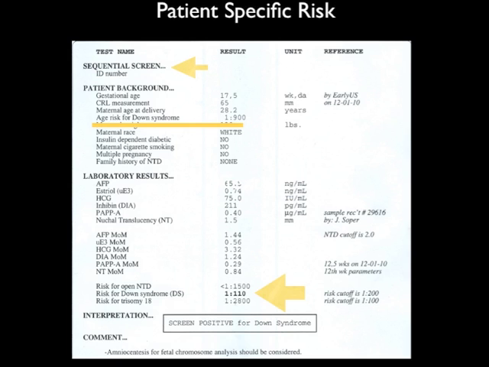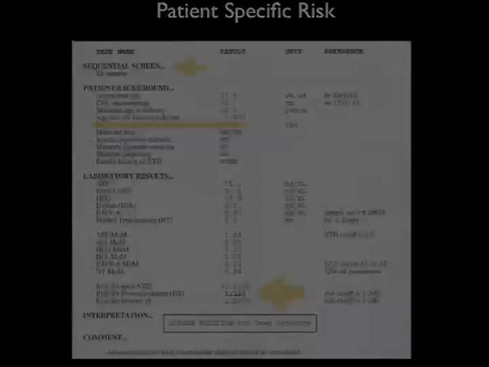So let's look at our patient's report. She had sequential screening, which is noted at the top of the report by the small arrow. In the patient background section, you see that her age risk for Down syndrome is underlined and is 1 in 900. And finally, you see she is screen positive for Down syndrome, and next to the large arrow, she has an assigned risk of 1 in 110.